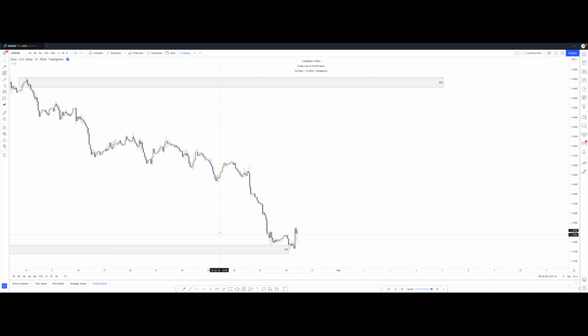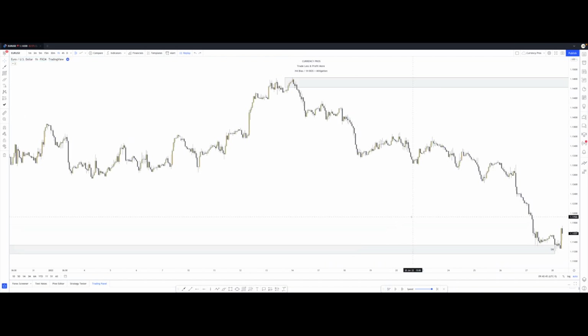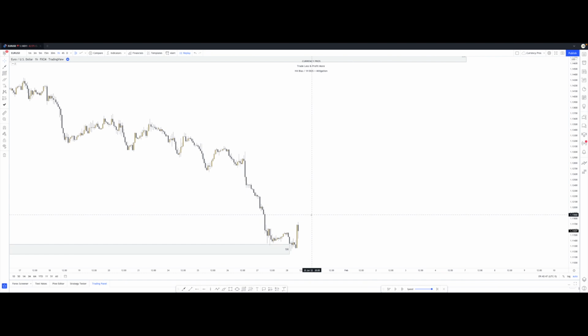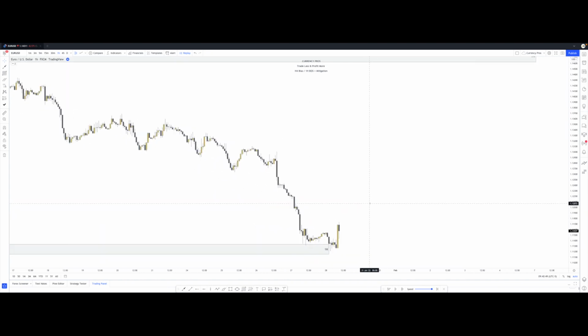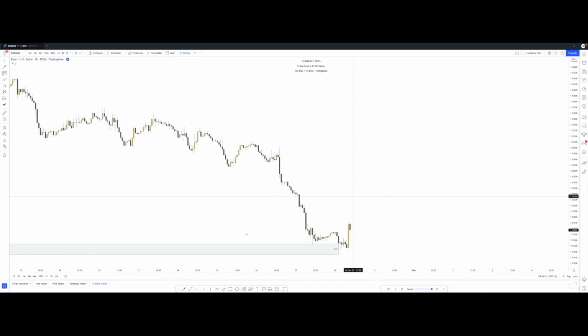Okay. So right there, we do have an opportunity. I played price forward one candle too much. So let me explain why this is an opportunity to get long on this pair, okay?